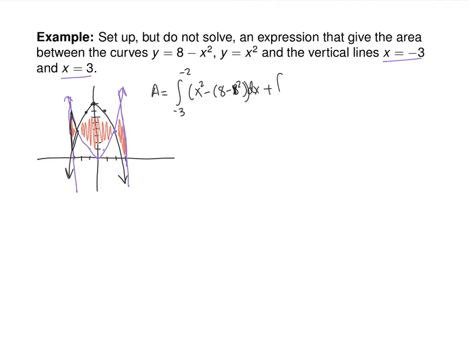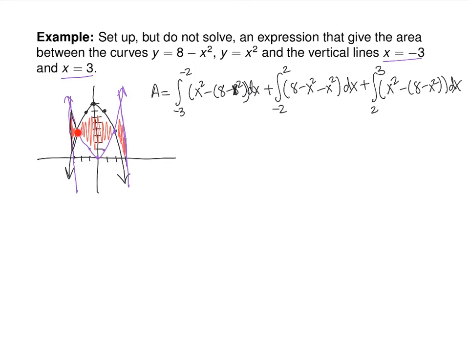Then for the middle portion, from negative 2 to 2, the 8 minus x squared curve is above, and the x squared curve is the lower curve. And then lastly, from the 2 to 3 portion, the x squared curve is above, and the 8 minus x squared curve is below. Now notice that this area is equal to that area due to symmetry.